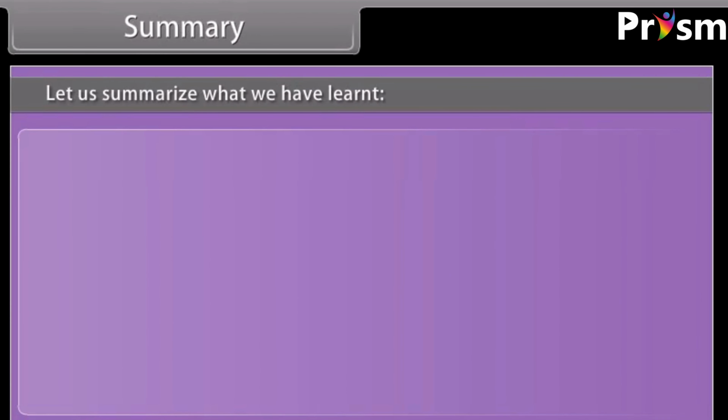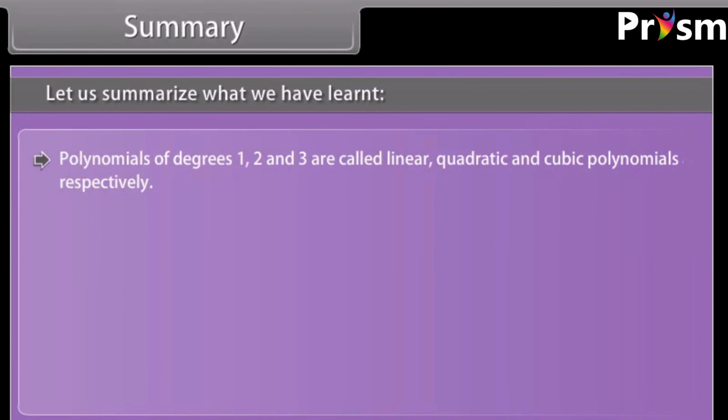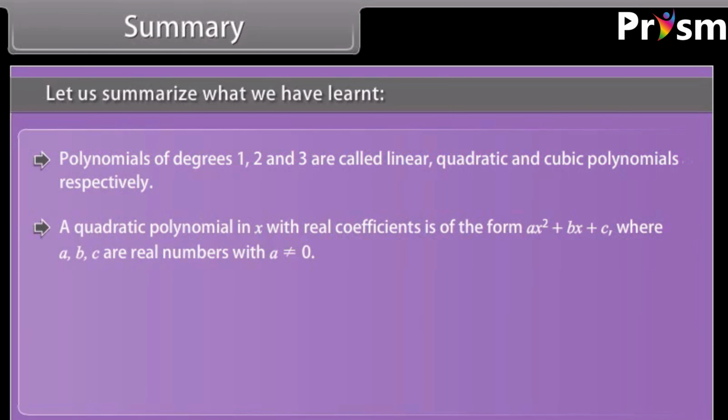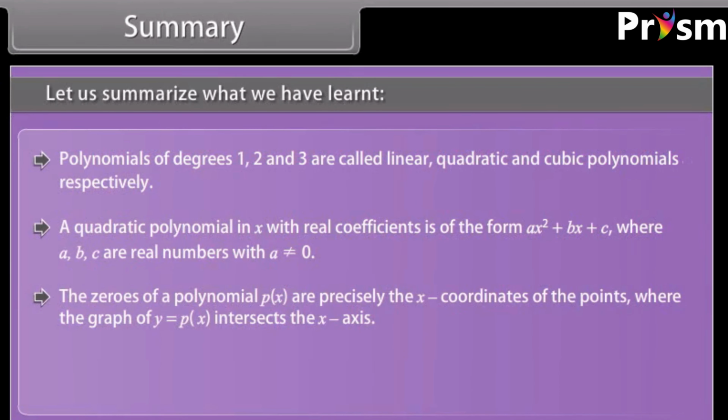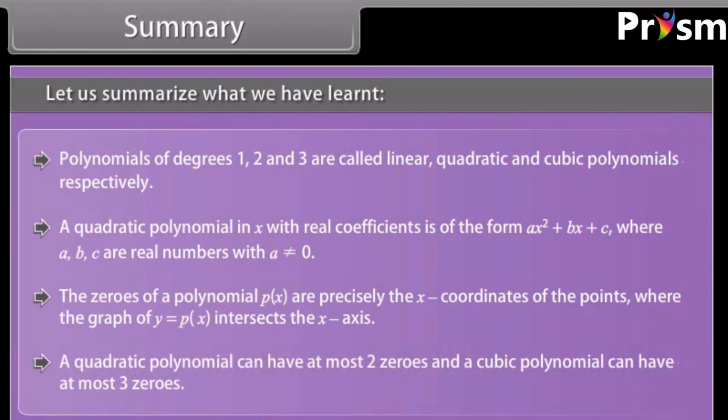Summary. Let us summarize what we have learned. Polynomials of degrees 1, 2, and 3 are called linear, quadratic, and cubic polynomials respectively. A quadratic polynomial in x with real coefficients is one of the form ax square plus bx plus c, where a, b, and c are real numbers with a not equal to 0. The zeros of a polynomial p(x) are precisely the x-coordinates of the points where the graph of y is equal to p(x) intersects the x-axis. A quadratic polynomial can have at most 2 zeros, and a cubic polynomial can have at most 3 zeros.